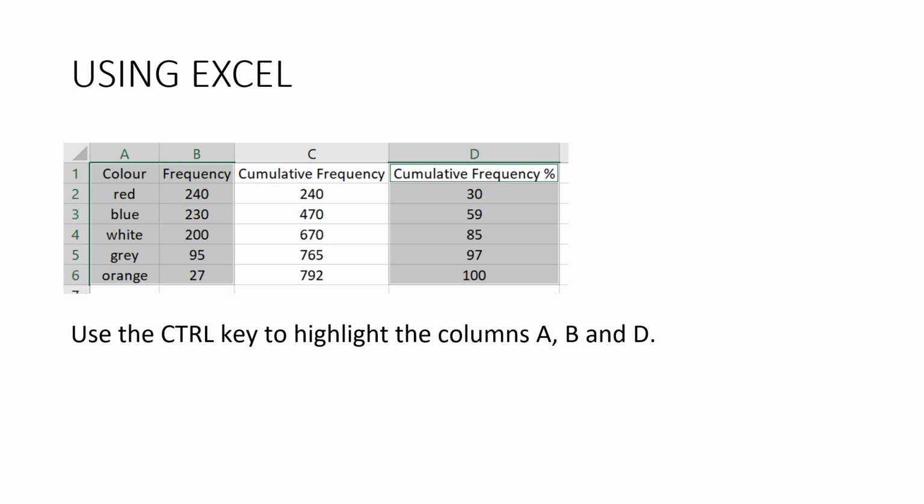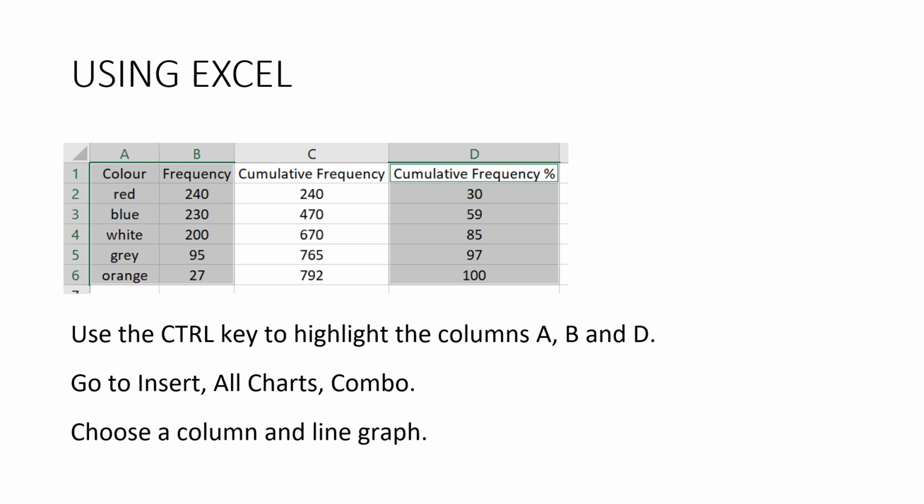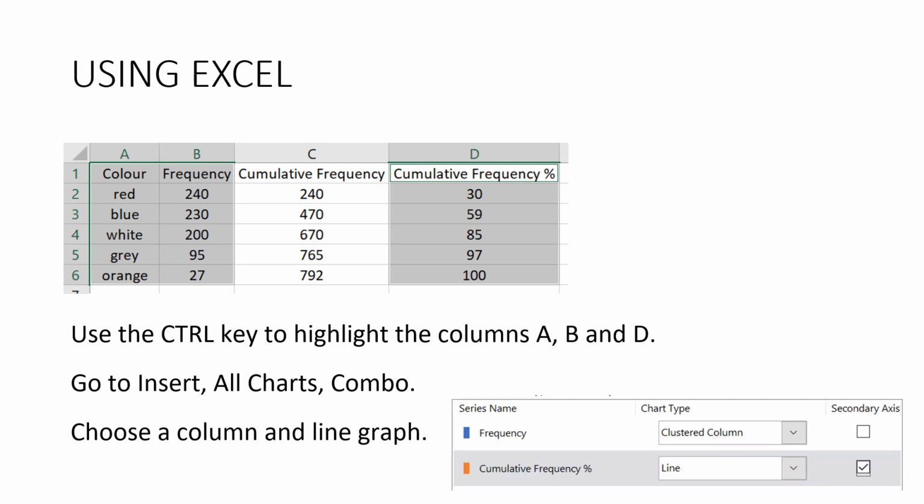Now what you do is you need to highlight all three of these, and you use your control key to do that. So as you're holding down control, color in this using your mouse, keep control held down and color this in as well. So when you lift off, all those areas should be highlighted. And then you go to Insert, All Charts and Combo. And we choose a column and a line graph because that's what a Pareto chart is. Now here's the only important thing you've got to do. With the cumulative frequency, this guy here, we need a secondary axis. That will give us up that percentage axis that we want.